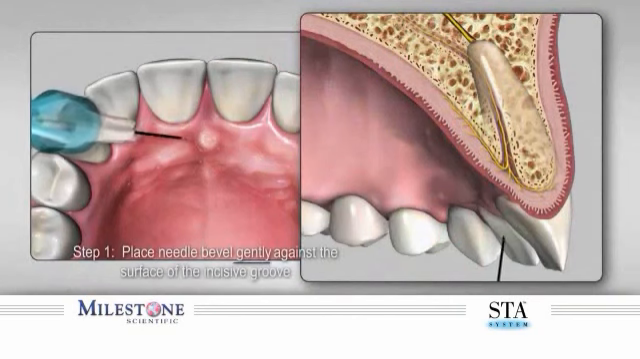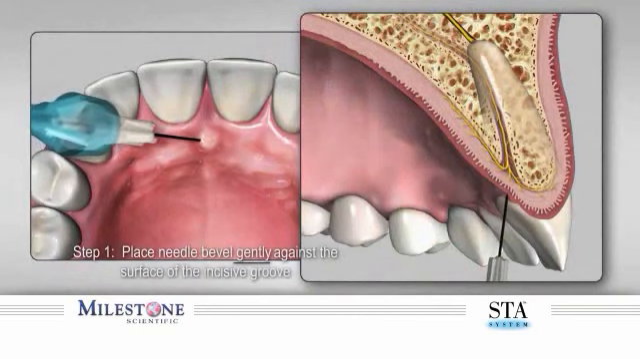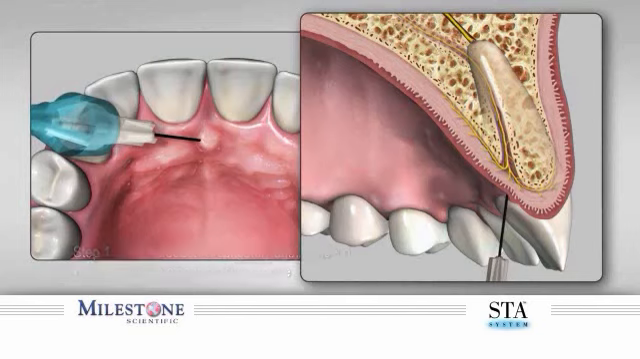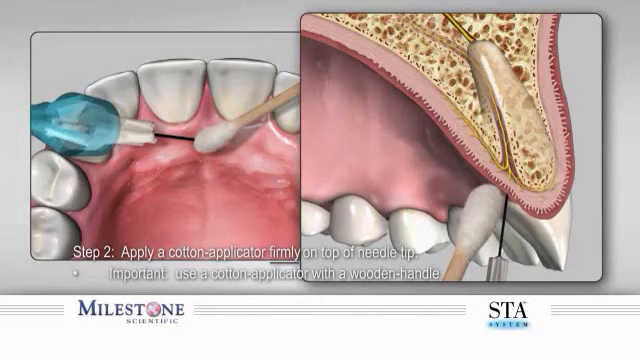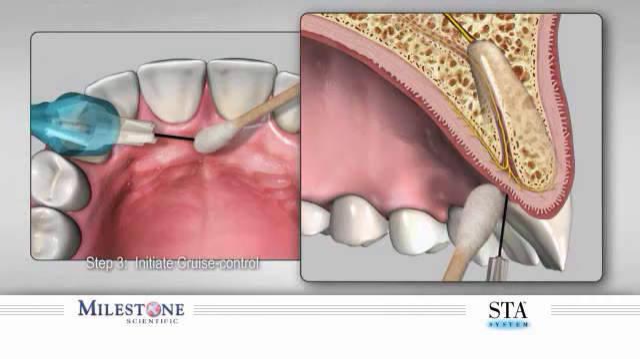Step 1. Start the PASA injection by using the pre-puncture technique. Gently place the bevel of the needle against the surface of the incisive groove. Step 2. Stabilize the needle by applying pressure from the cotton applicator. It is best to use a wooden handle cotton applicator so adequate pressure can be applied. The applicator absorbs any excess anesthetic solution and makes for more comfortable needle entry.